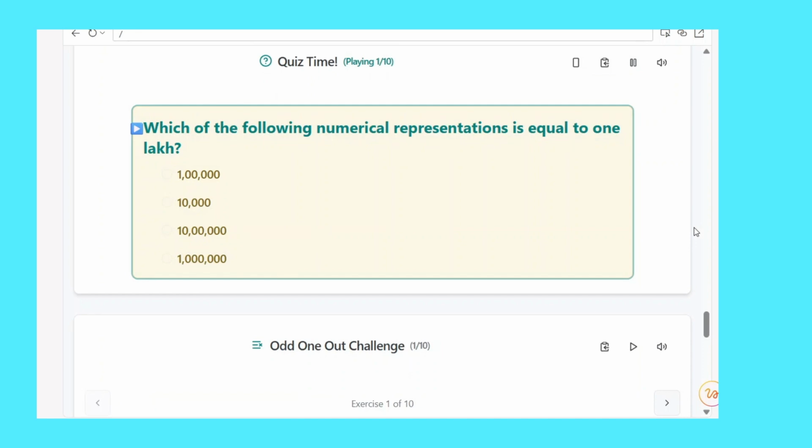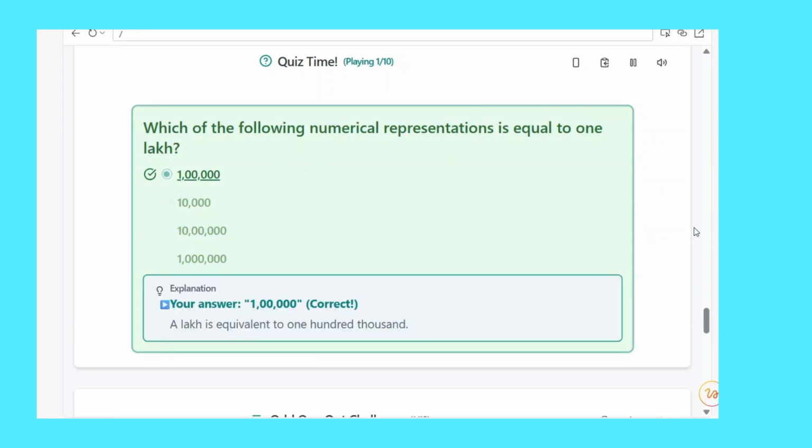Which of the following numerical representations is equal to 1 lakh? The correct answer is 1,000,000. Explanation: a lakh is equivalent to 100,000.